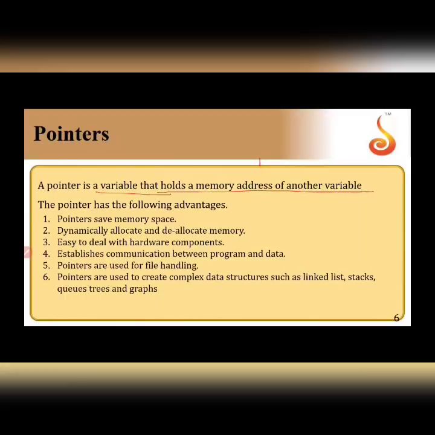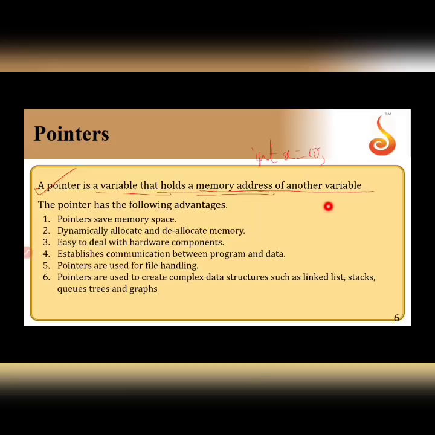For example, if I say int x, x is equal to 10, what am I holding? A value with it. Whereas a pointer will hold a memory location, which would be a memory address. A normal variable holds a value, whereas a pointer holds the memory location of another variable. That is how it is different.